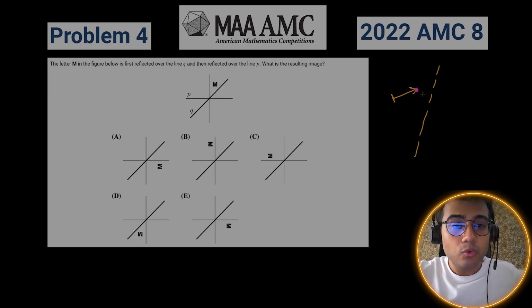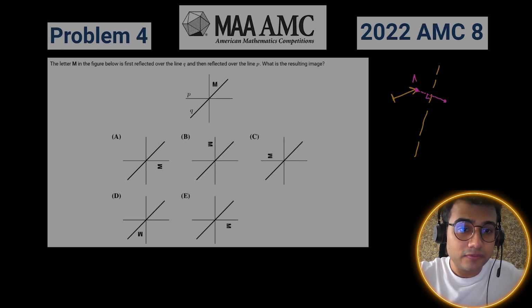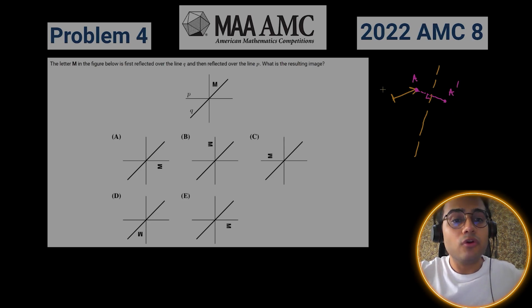And from that point, you drop a perpendicular onto the line of reflection, okay? And then you go the same distance the other way. So that is, if this was A, this is where its image, its reflection, is going to be. That's going to be A dash. And you do that for all the points and you get the reflection of that object.